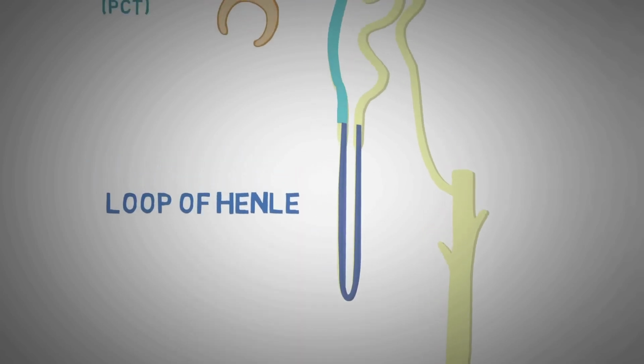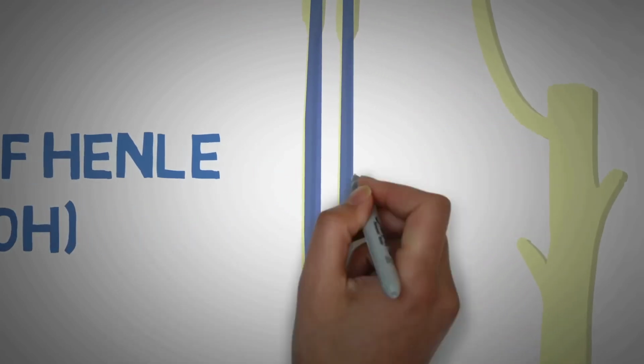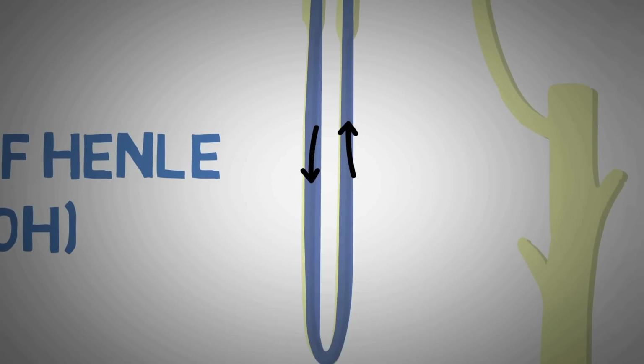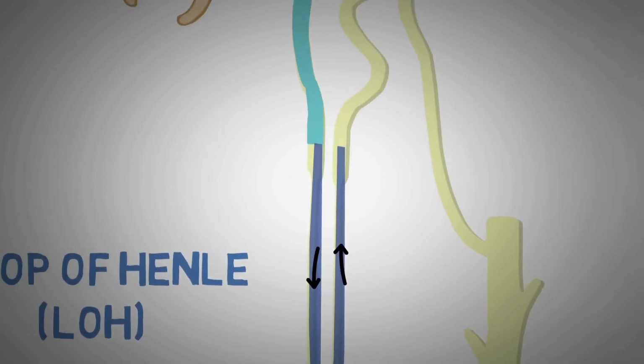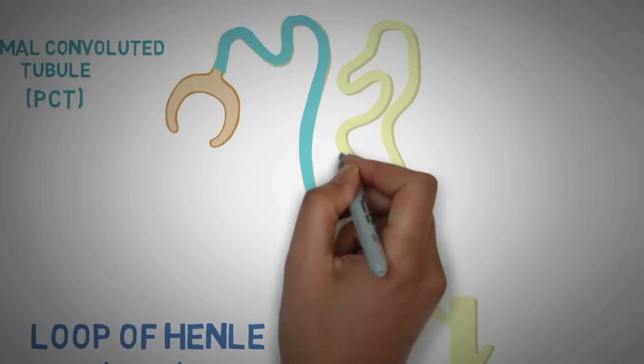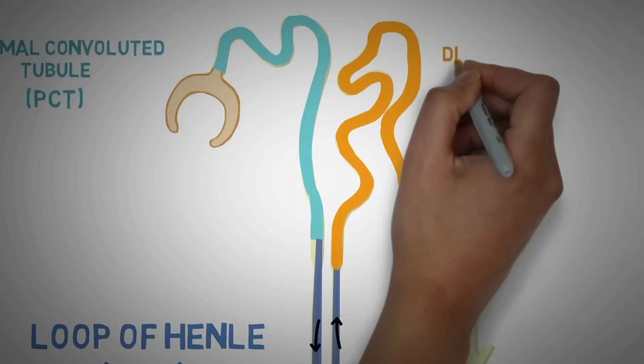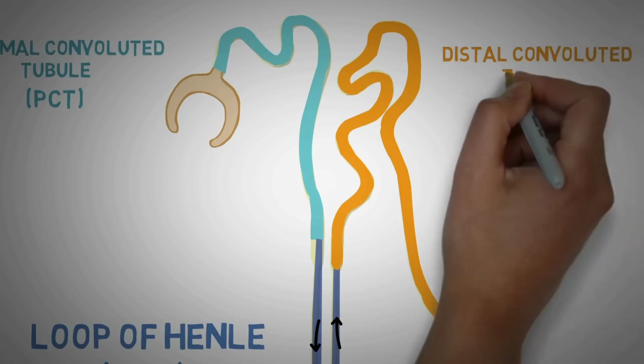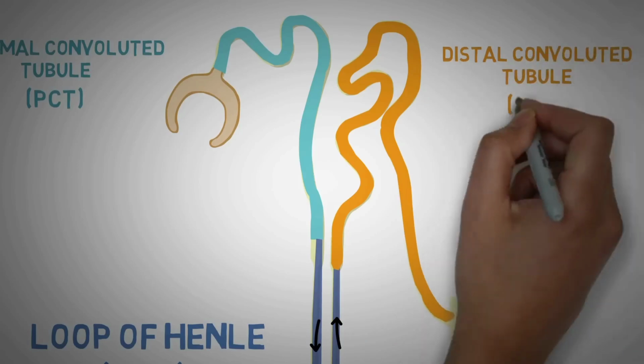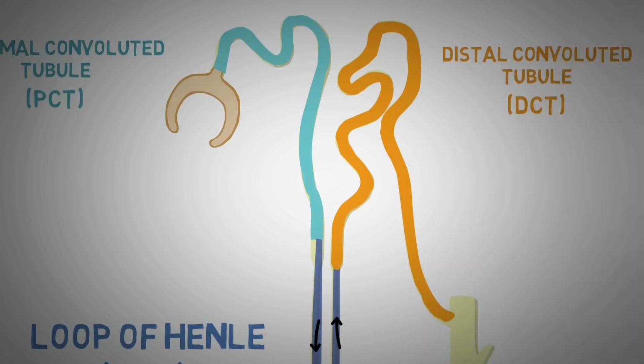This region forms a loop that is located in the renal medulla. The loop has a descending limb and an ascending limb. The ascending limb of the loop of Henle leads into the distal convoluted tubule. Distal meaning away, since it is located far from the Bowman's capsule as compared to the proximal tubule, and convoluted since it is also a folded structure to increase the overall length of the tubule.